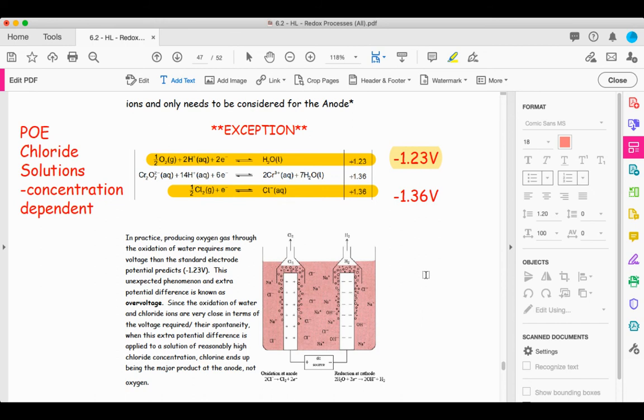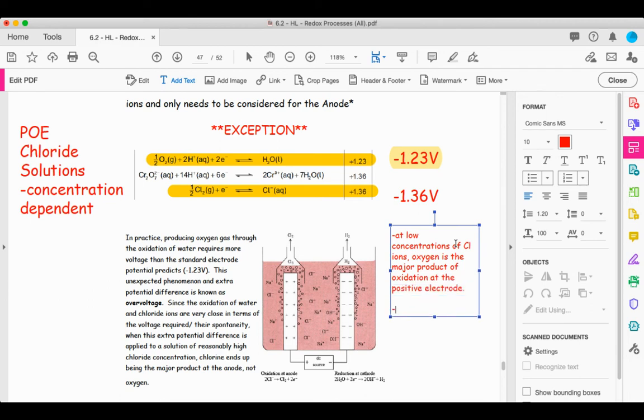At low concentrations, that's exactly what happens. So if we have a low concentration of chloride ions, then write that here. At low concentrations of Cl minus ions, oxygen is the major product of oxidation at the positive electrode.